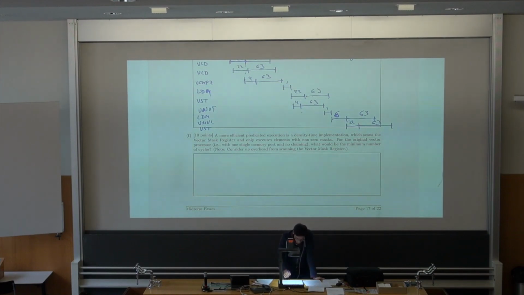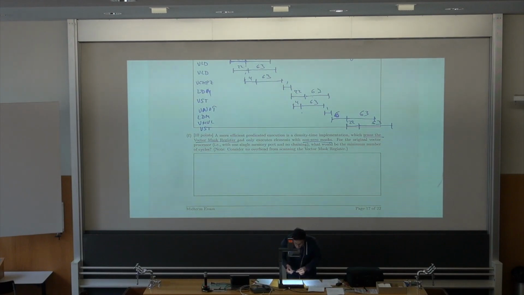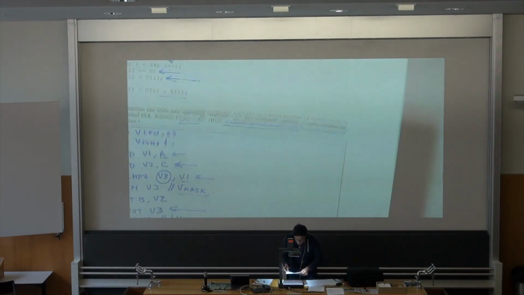But here in this part F, we are told to consider a more efficient predicated execution, that is the density time implementation, that essentially scans the vector mask register before issuing the instruction. And if there are no elements with a non-zero mask, that is, if the mask is 0 for all the vector elements, then the instruction is not issued. And the question here is, okay, what will be the minimum number of cycles, assuming the original processor where we don't have chaining and we just simply have one memory port.